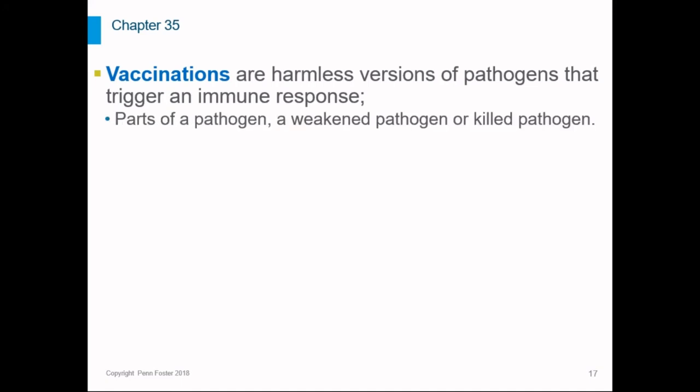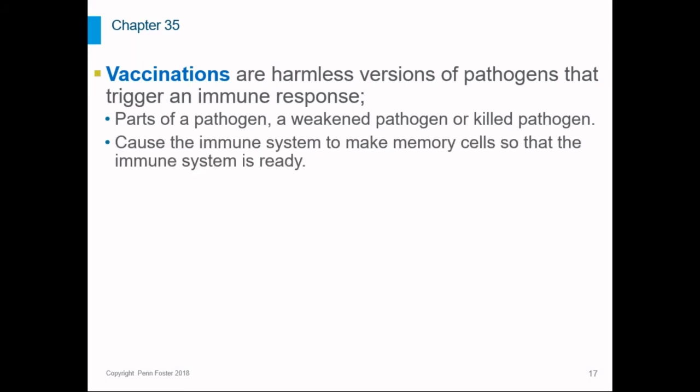You give the person parts of a pathogen or a weakened pathogen or a dead pathogen that's still going to trigger that immune response, and it's going to cause the immune system to make memory cells so that the immune system is ready. And that way, if the real pathogen does come into the body later on, the immune system's already ready to take care of it before it can make the person sick. This whole thing is called active immunity. Okay, we've created immune cells that are ready to go.